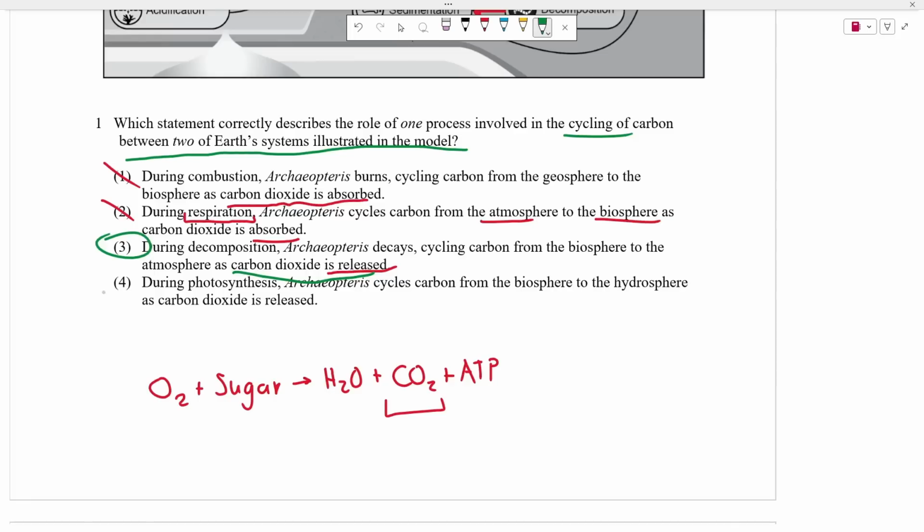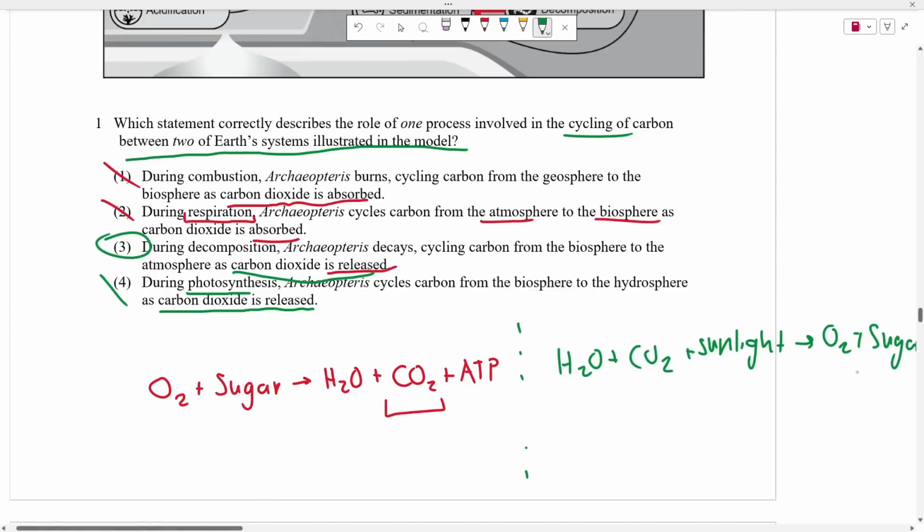Choice 4 is wrong because it's saying that during photosynthesis, carbon dioxide is released. That's false. During photosynthesis, I'm going to draw it in green over here. We know that H2O plus CO2, plus sunlight, very important, plus sunlight is turned into O2 plus sugars. So what has to happen here? Well, what has to happen is that carbon dioxide has to be absorbed, not released during photosynthesis, okay?